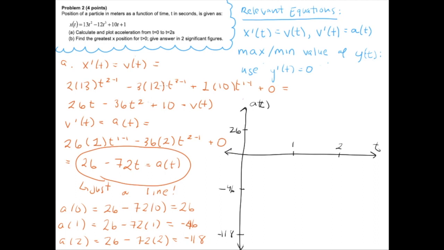Okay, so hopefully this is straightforward to follow. I'm just going to plot the point 0, 26, 1, minus 46, and 2, comma, minus 118. And then I'm going to draw a line through those, and then we are done with part A of the problem. We found our acceleration using 2 derivatives, and we plotted it.